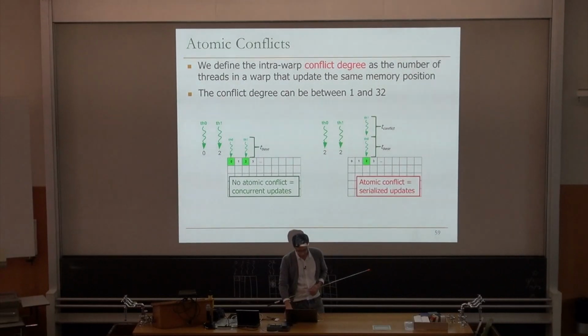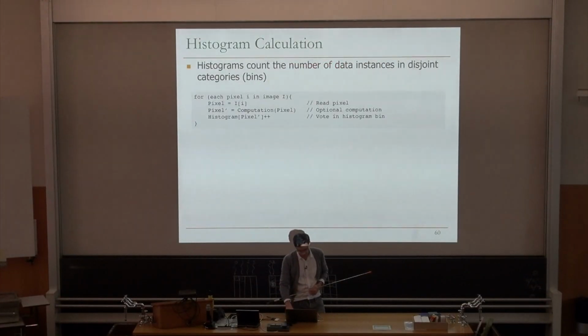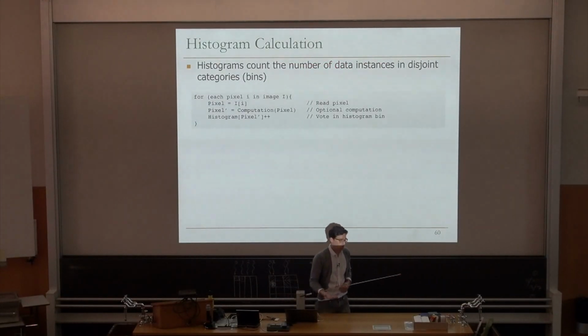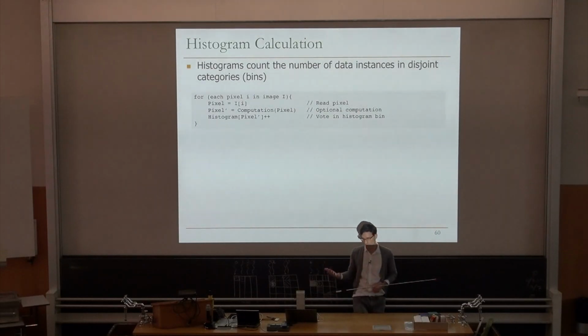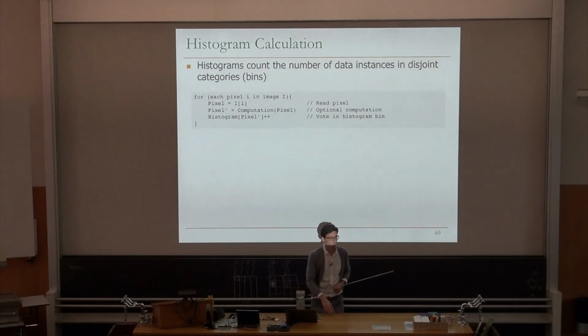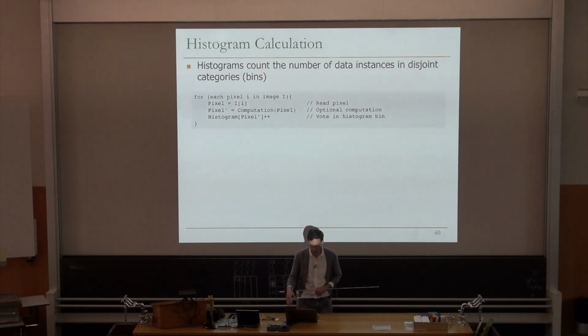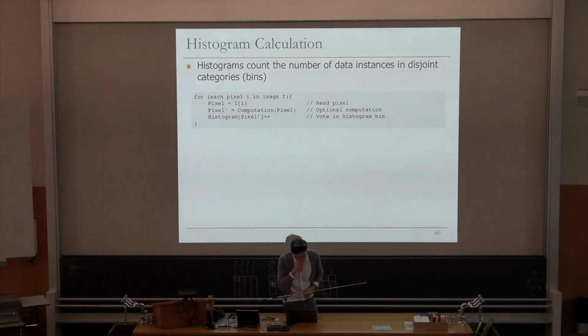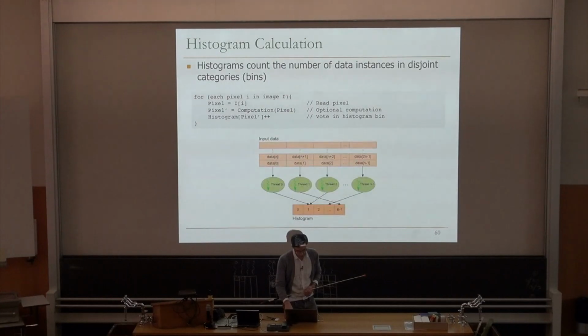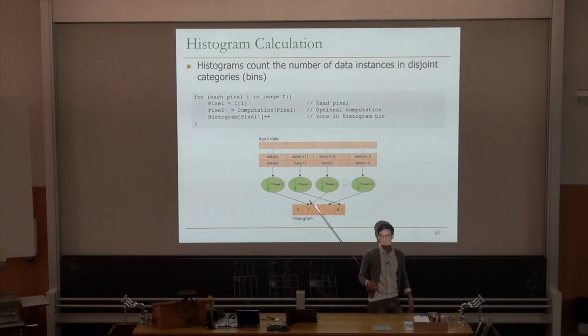So if there is no conflict, we have concurrent updates. If there is conflict, we have serialized updates. And now, is this going to be frequent? Yes, this is going to be very frequent, depending on the computation that we do or the type of synchronization that we want to do across threads. But in the example that we are going to use today, histogram calculation, you will see that it might be very frequent. This is the very simple sequential code to calculate a histogram.